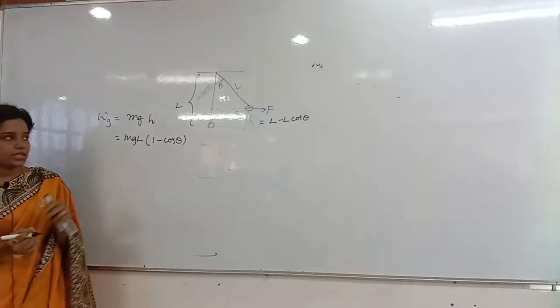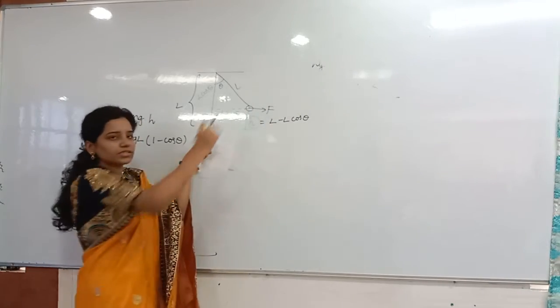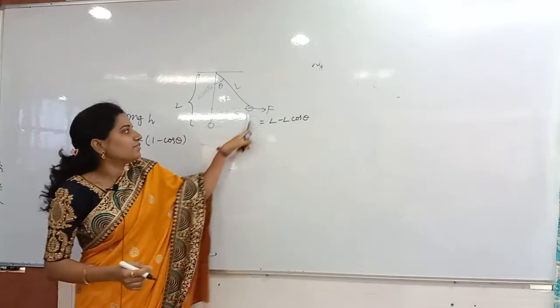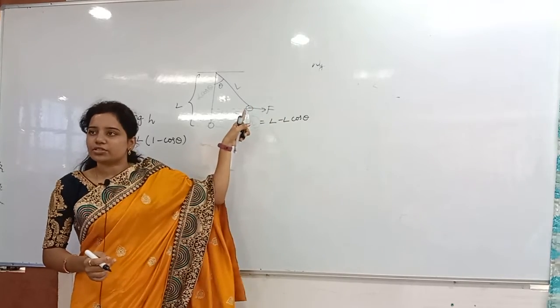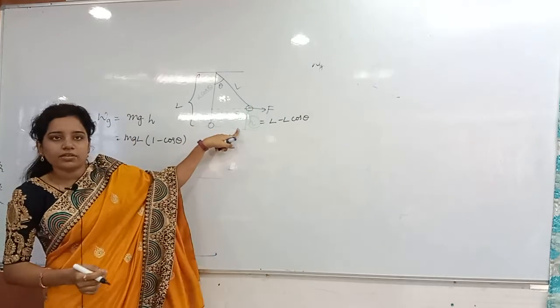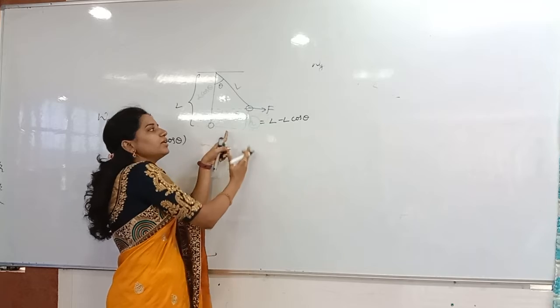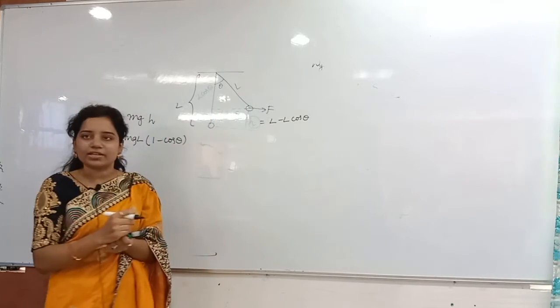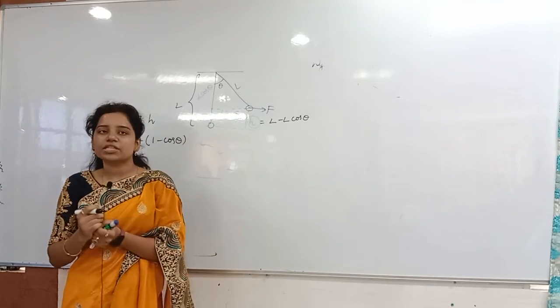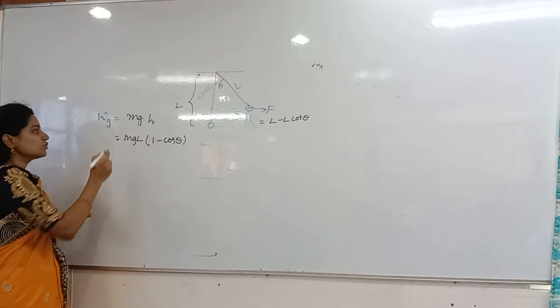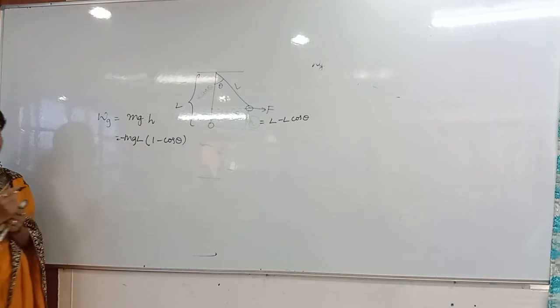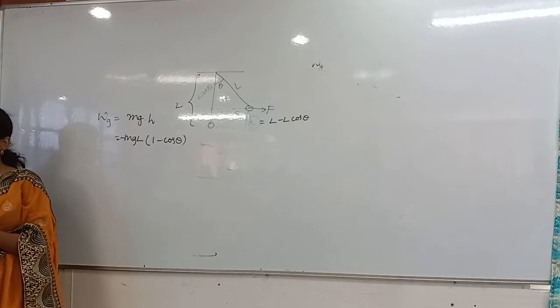Now whenever you are pulling this in this direction, the displacement is in which direction? Nothing but the upward direction. Initially it was here and finally it is going to here, nothing but the displacement in the upward direction. But the gravity is acting in which direction? Downward direction. So what will we get here? Minus mgl into 1 minus cos theta.